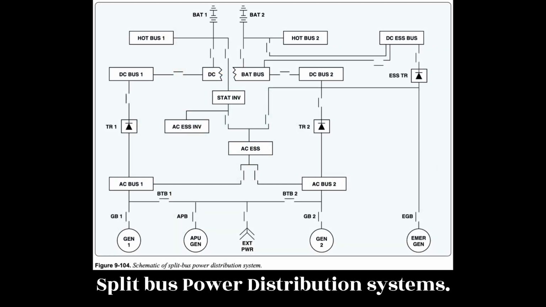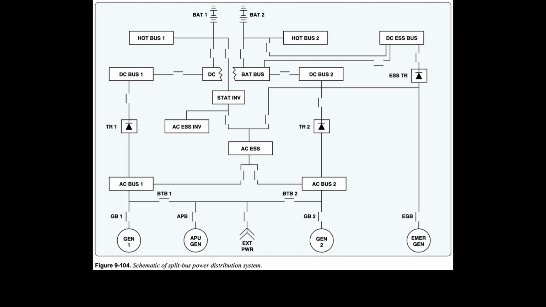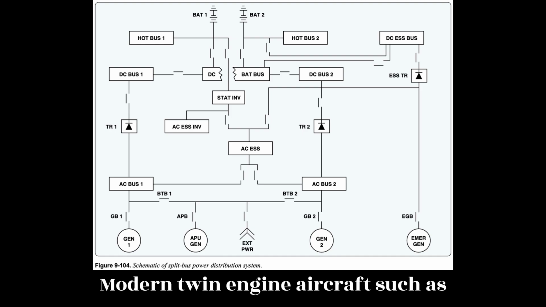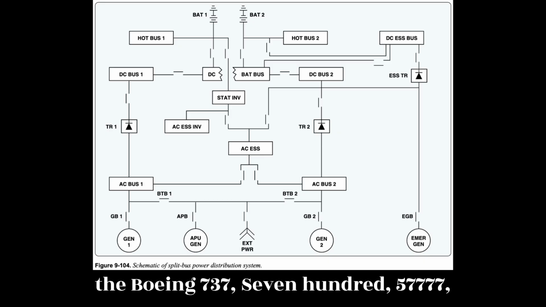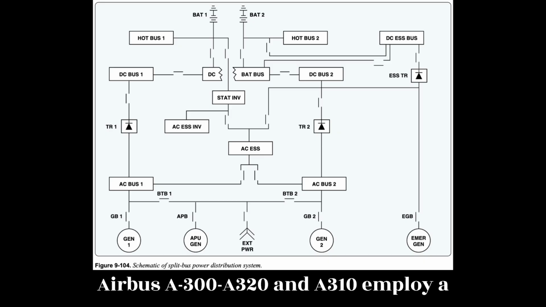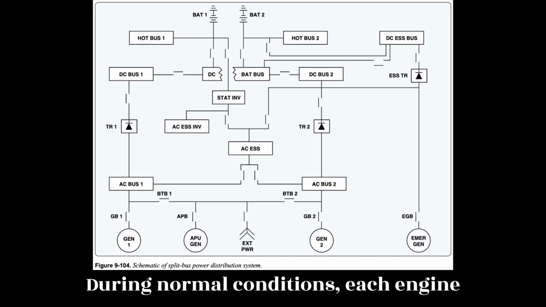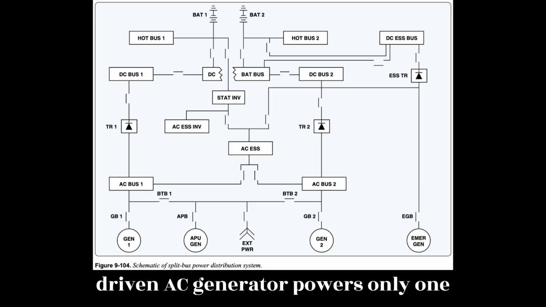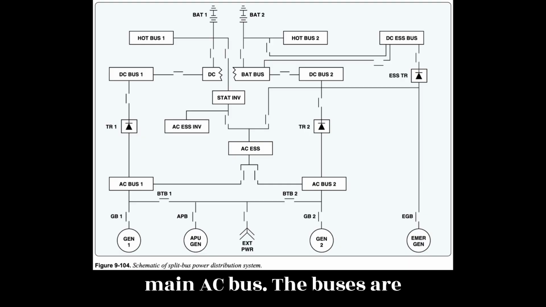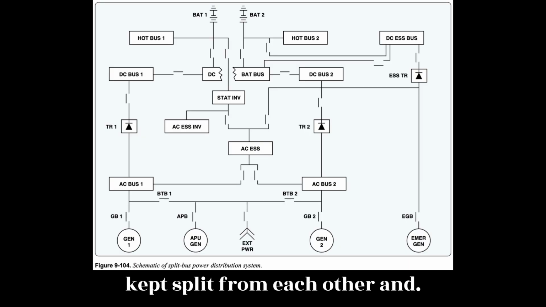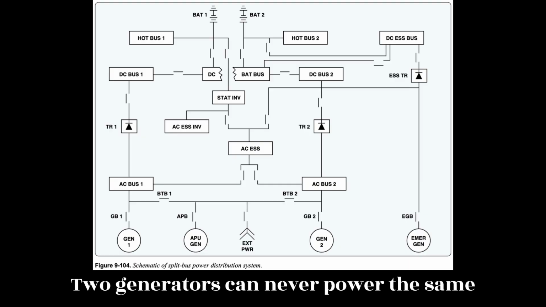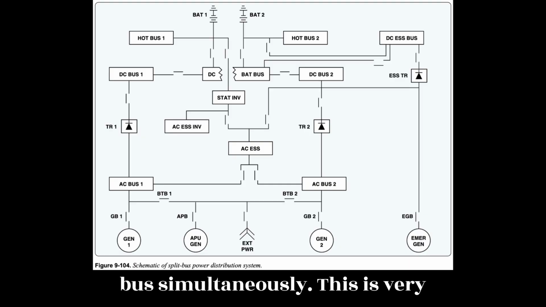Split bus power distribution systems. Modern twin-engine aircraft, such as the Boeing 737, 757, 777, Airbus A300, A320, and A310, employ a split-bus power distribution system. During normal conditions, each engine-driven AC generator powers only one main AC bus. The buses are kept split from each other, and two generators can never power the same bus simultaneously.